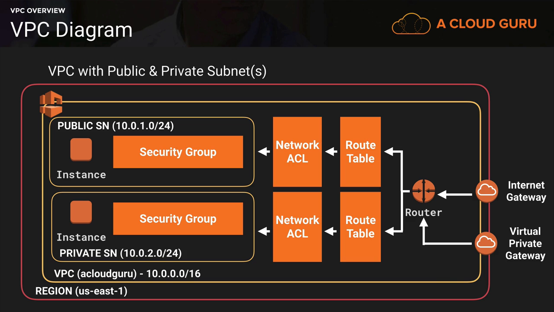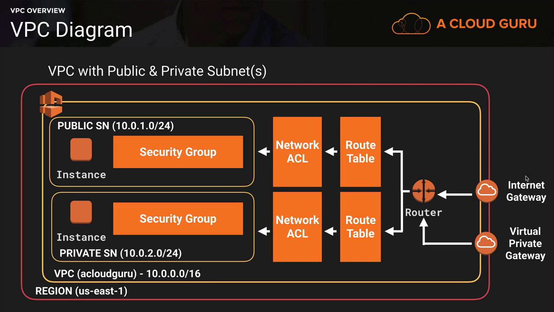So what does a VPC look like? Well, let's go through the fundamental components. We've got our red line, which is essentially our region. This is in US East 1. Then we've got our VPC called A Cloud Guru. It's got this network address range, 10.0.0.0/16. This is the largest network address range that Amazon allow, and the smallest is a /28.